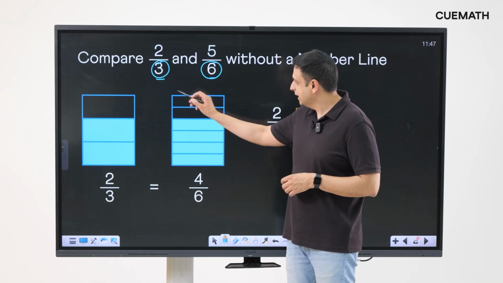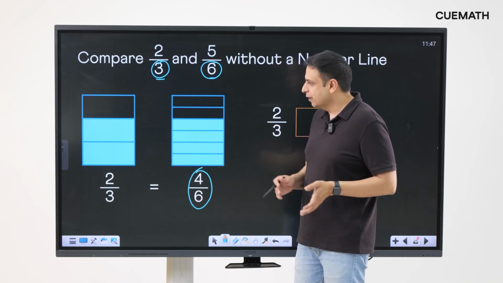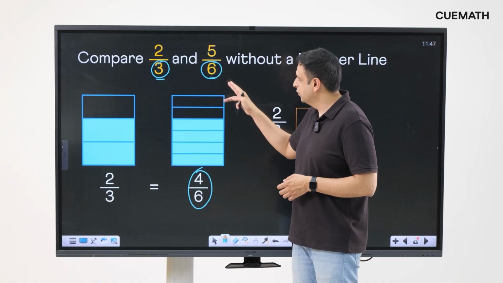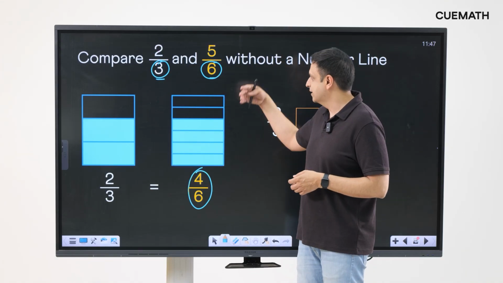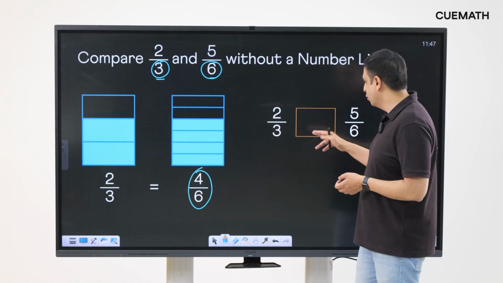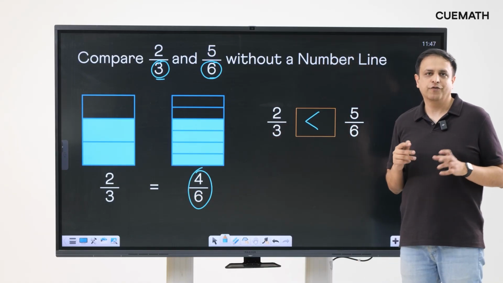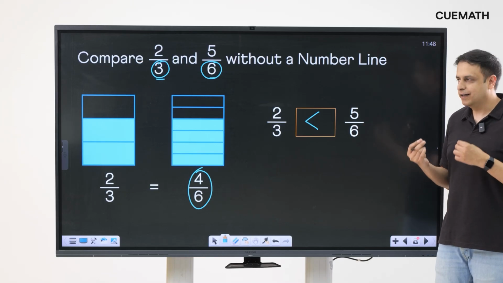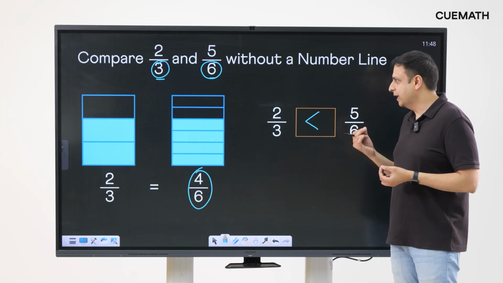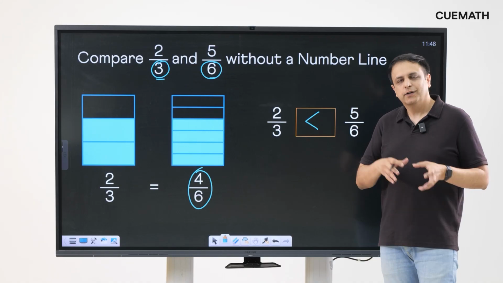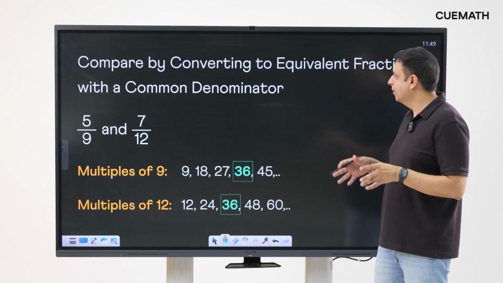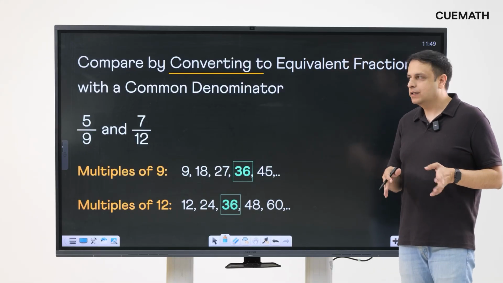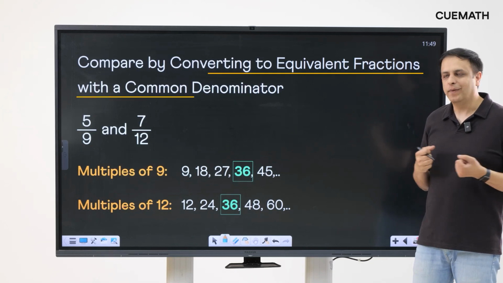So now 2 over 3 is equivalent to 4 over 6, and therefore to compare 2 over 3 and 5 over 6, we can instead compare 4 over 6 and 5 over 6. So 4 over 6 is smaller than 5 over 6, and therefore 2 over 3 should also be smaller than 5 over 6. So this is the key idea here. To compare two fractions, you can convert one of them to an equivalent fraction that has the same denominator as the other fraction. So once again, the key idea is that to compare two fractions, we convert them to equivalent fractions with a common denominator.